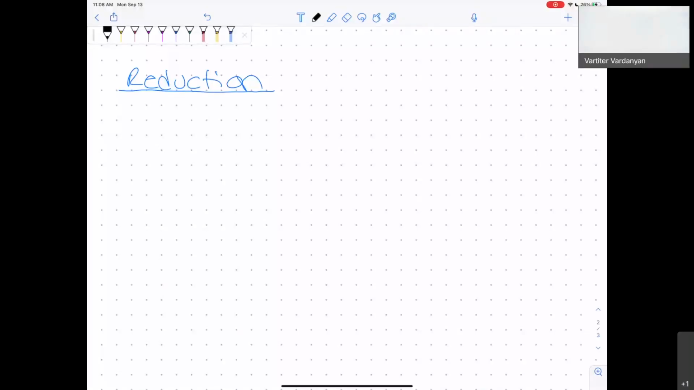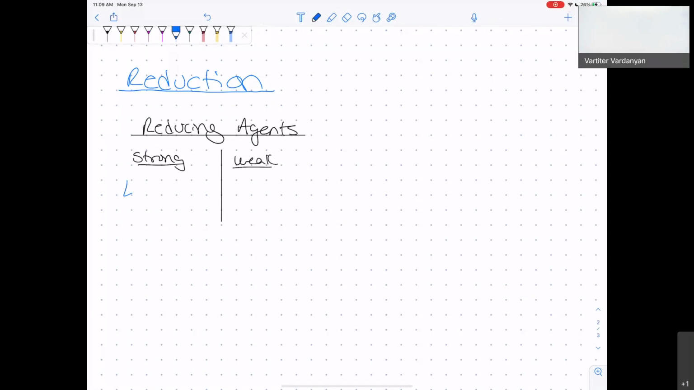So let's do reductions. Let's start out with reducing agents. Does anyone remember any of the reducing agents? Okay, so we're gonna split that up into strong and weak. So LiAlH4, is that strong or is that weak? Strong. And what's the other one?